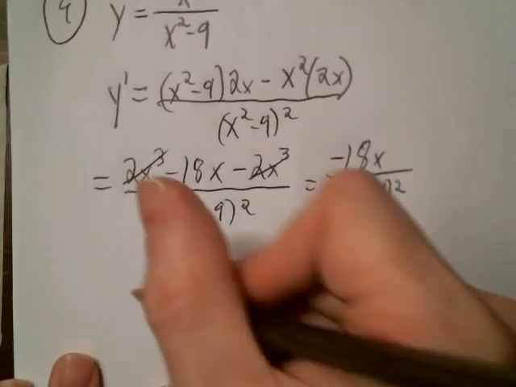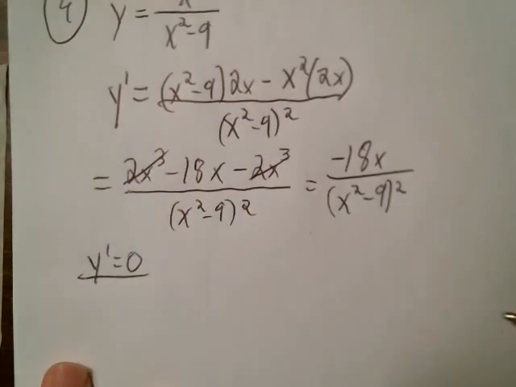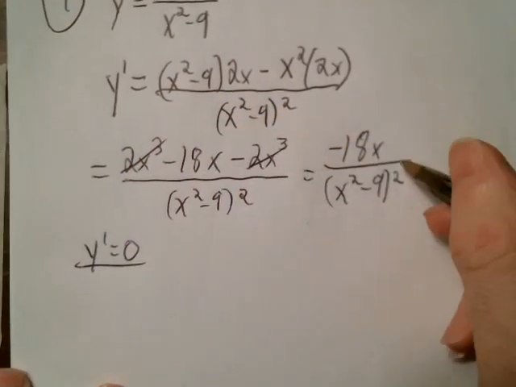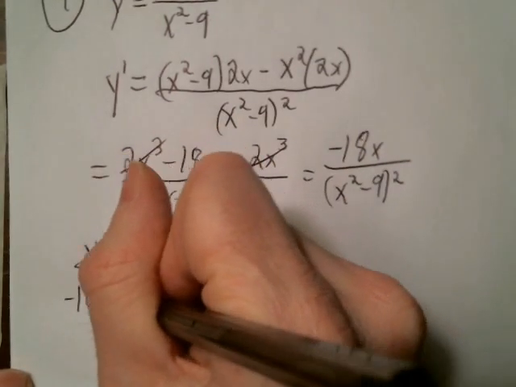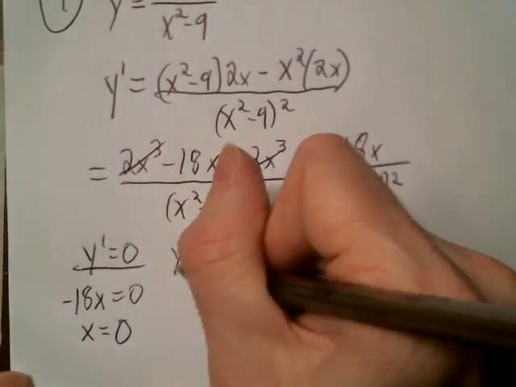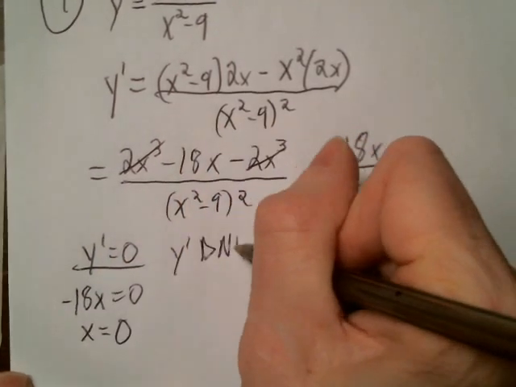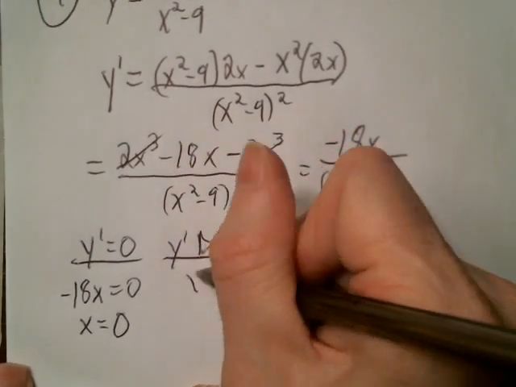Okay, so again, we want to know where does y prime equal 0 and where is y prime undefined. For y prime equals 0, you just take the numerator and set it equal to 0. And you would get one critical number of 0. And then we also know where is this thing undefined. So you take the denominator and set that equal to 0.